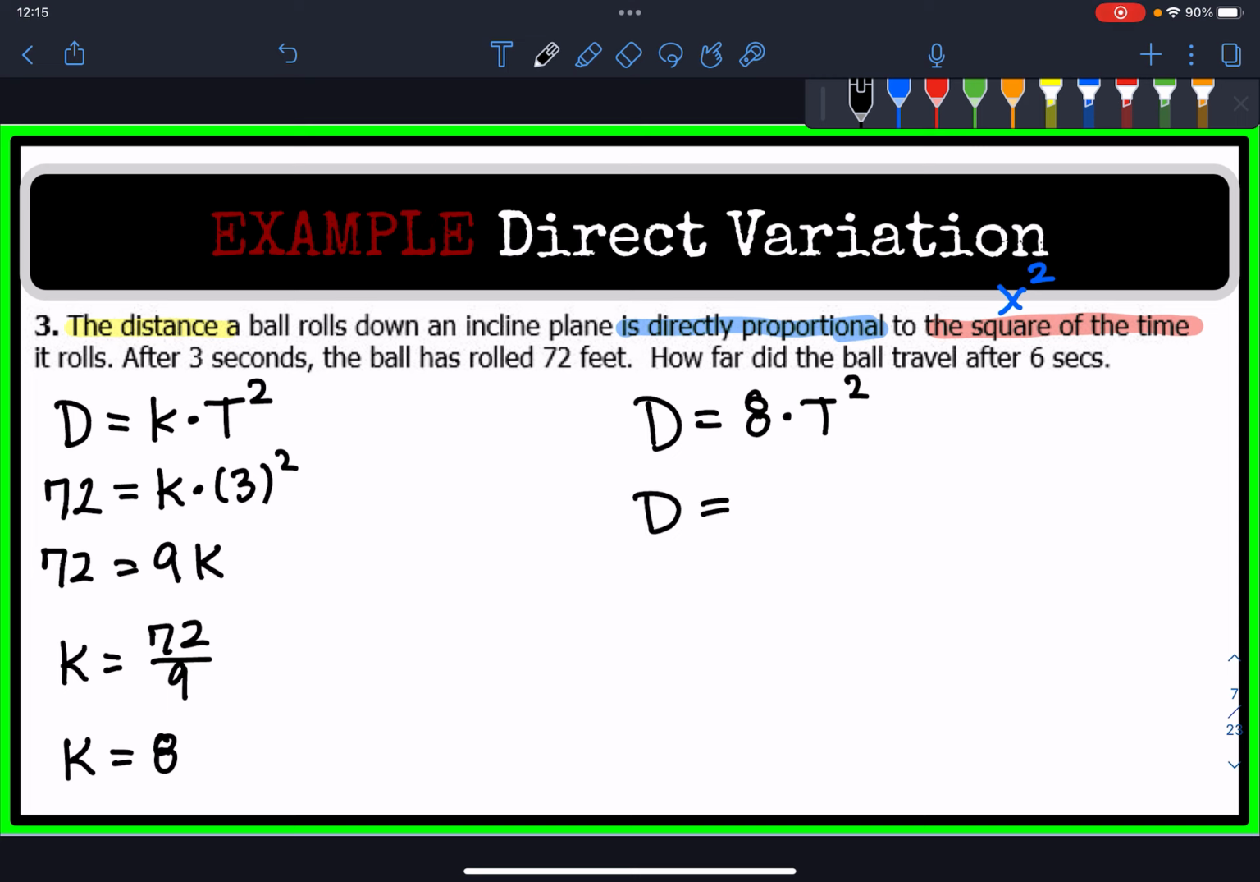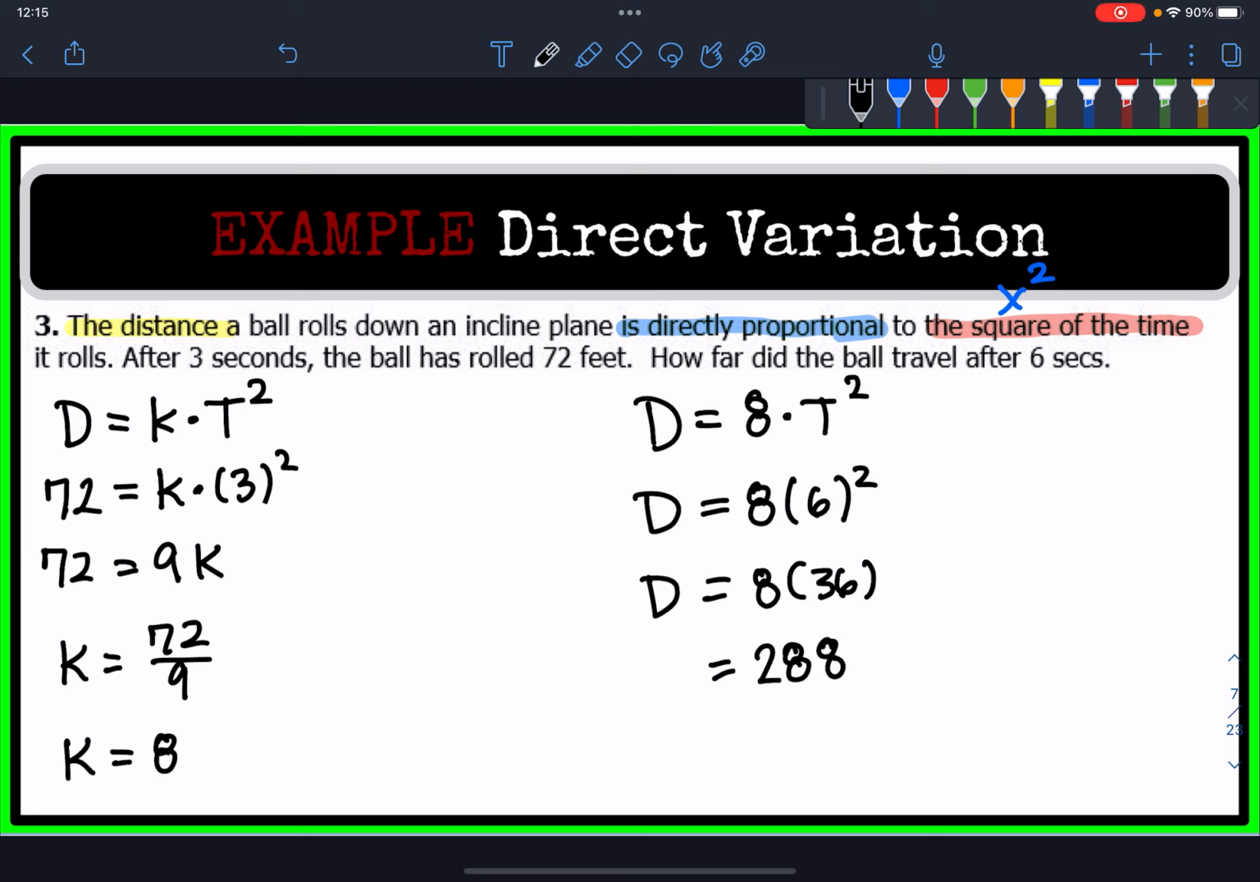And if I want to figure out how far a ball is going to roll after 6 seconds, I'm going to replace the time with 6, square it, and multiply that with 8. So this is 8 times 36, and 8 times 36 equals 288. So that's the distance that the ball will roll down an incline plane in 6 seconds.